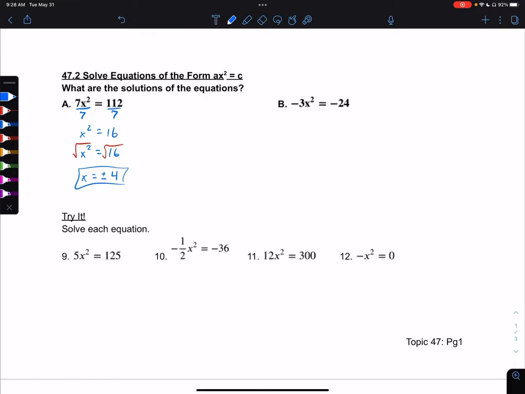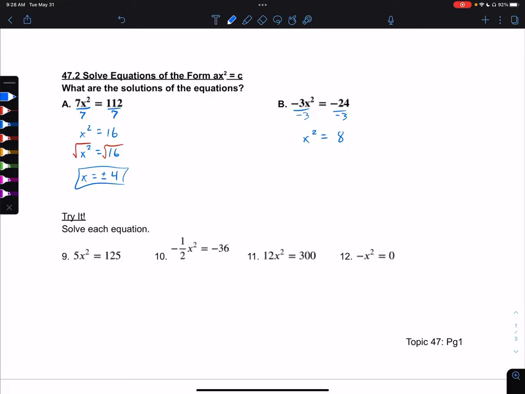In part B, you want to be careful because we talked about how we can't take the square root of a negative number. We do have a negative over here. However, that might cancel out once we isolate the x squared. So don't automatically assume that because it's equal to a negative that there's going to be no solution. You do need to isolate the x squared term first by division in this case. You would get a positive 8.